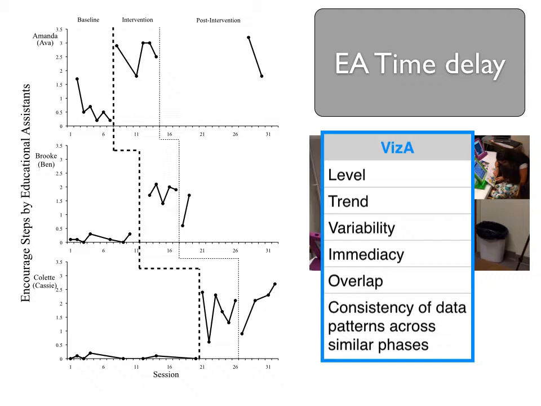This is often the harder thing to teach and coach than the modeling in my research: getting people to wait for the children to take a turn. But here you can see we were effective in teaching the paraprofessionals this skill. And you can see those nice level changes. You can see the immediacy of effect and the consistency of data patterns across similar phases.